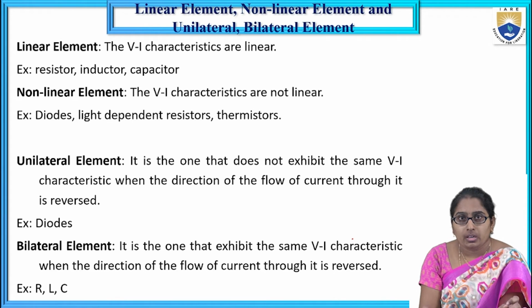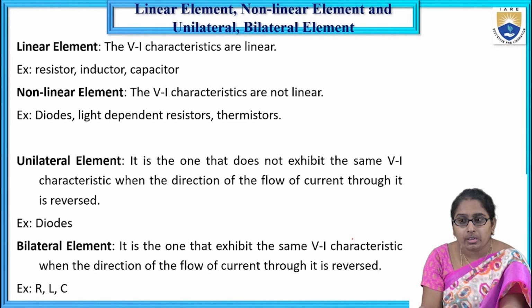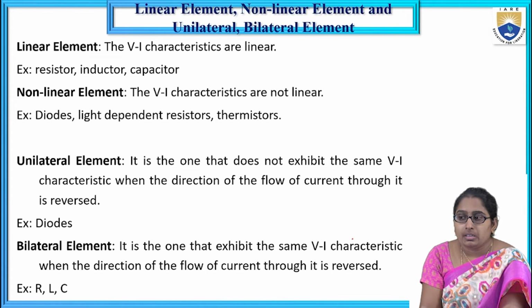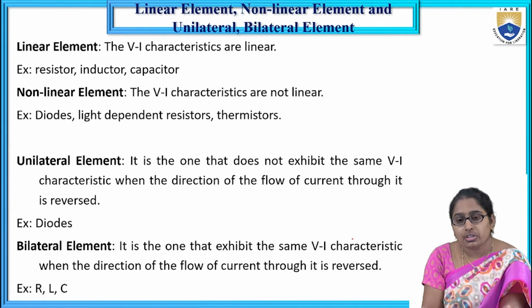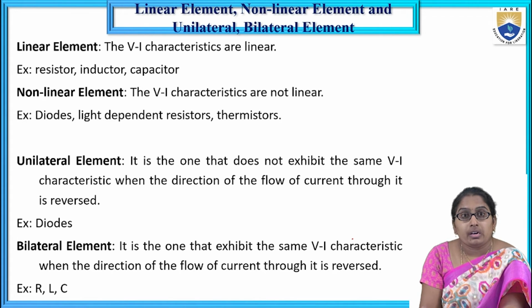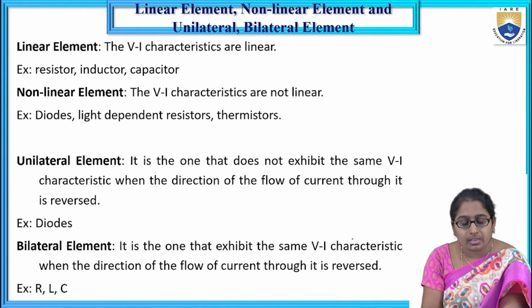Next, linear element. What is meant by linear element? An element in which the voltage-current characteristics, the VI characteristics, are linear. If you draw the characteristics between voltage and current for a particular element and they are linear, then we call it a linear element. Examples are resistor, inductor, capacitor.